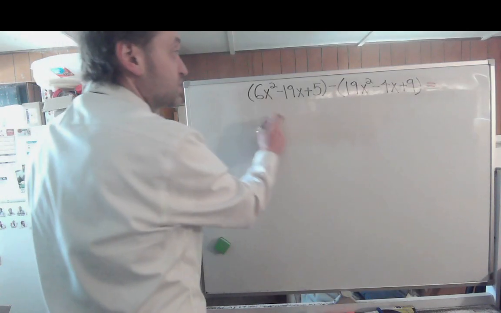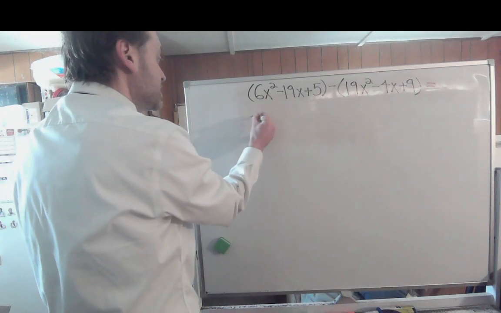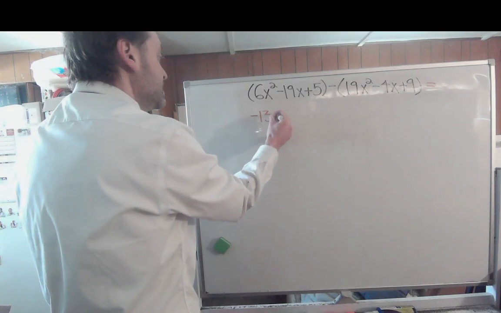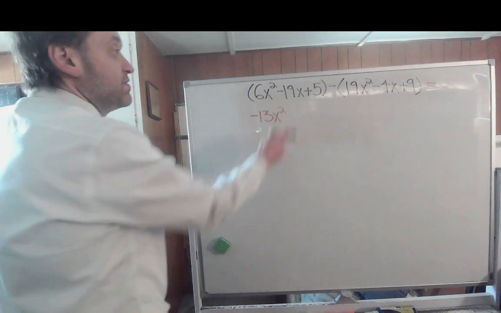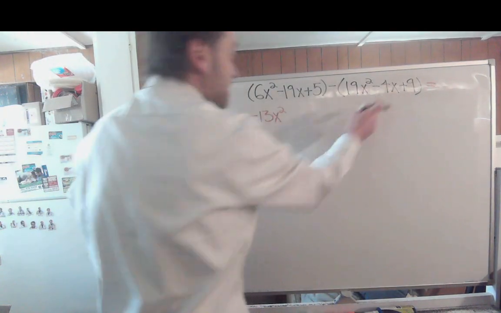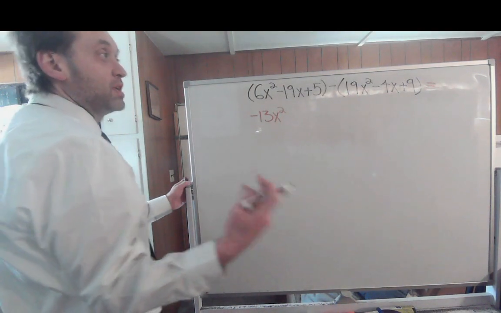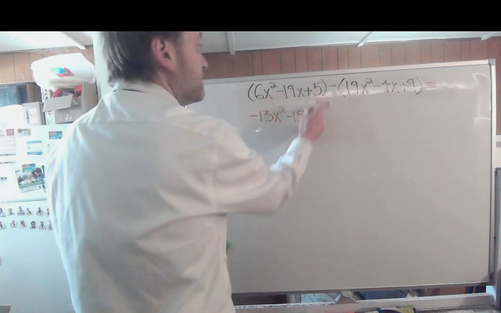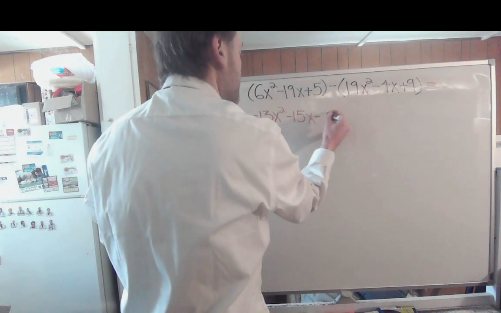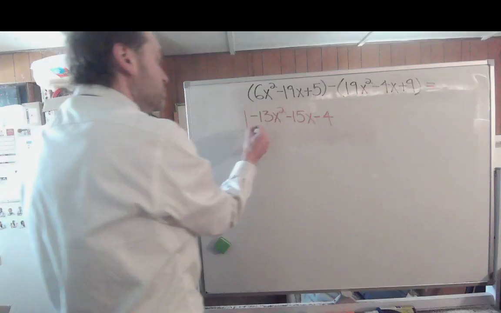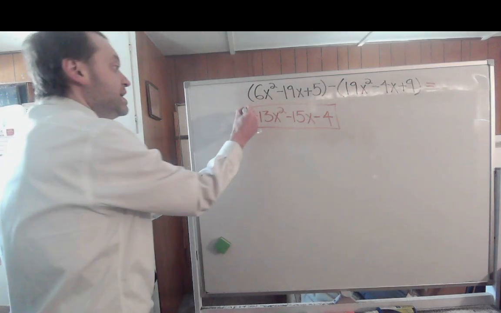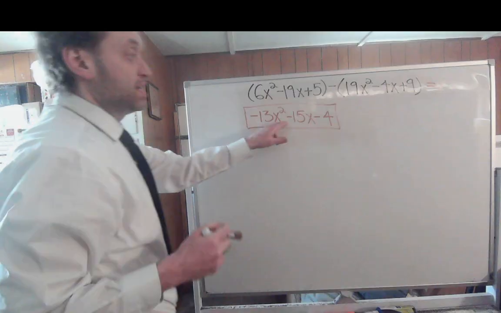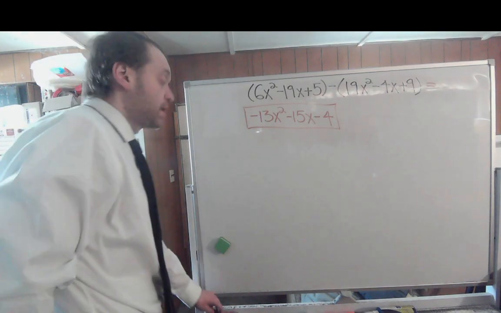So 6x squared minus 19x squared would give you negative 13x squared. Then you'd have negative 19x minus 4x, so negative 19x plus 4x, so that'd be minus 15x. And then 5 minus 9, that'd be minus 4. So what you should end up getting would be negative 13x squared minus 15x minus 4.